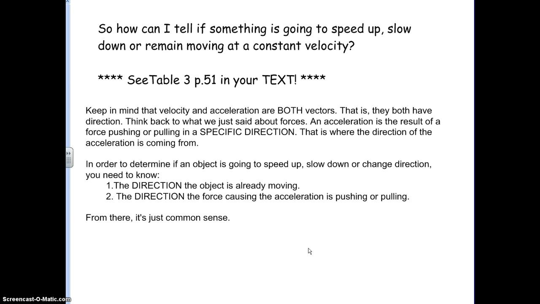Since you have a negative velocity and a negative acceleration, it will in fact speed up. So what do you need to know to determine if something's going to speed up? You need to know the direction it's already moving, the direction of its velocity, and the direction the force causing the acceleration is pushing or pulling. If it's the same sign, it's going to speed up. If they're opposite signs, it's going to slow down.